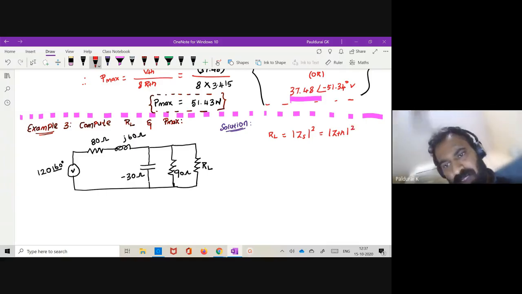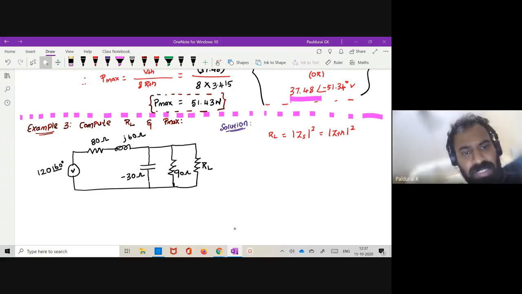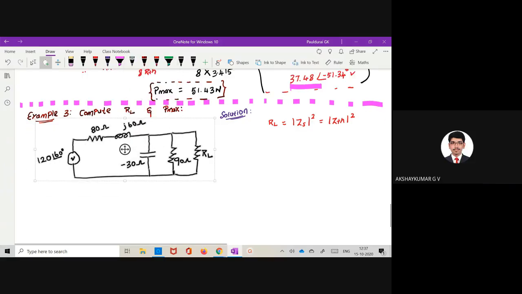So first, how will you calculate ZTH? For that, let me copy the circuit.